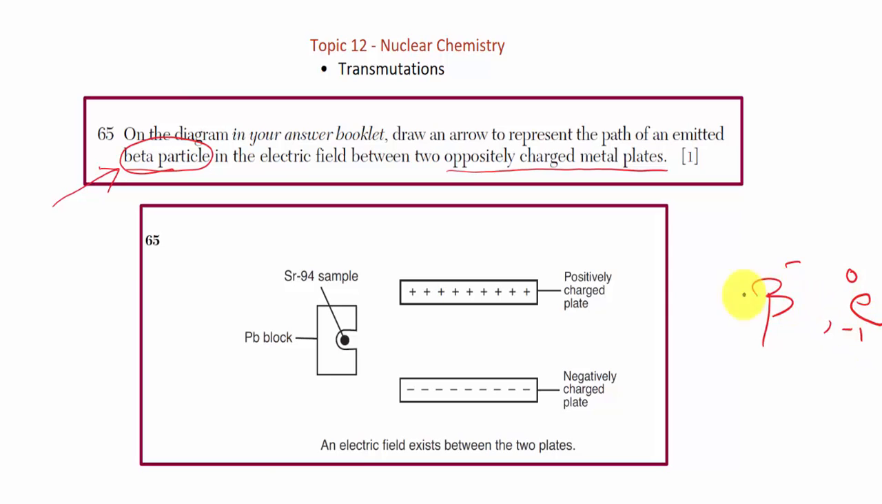So our beta particle, which has the negative charge, as it is projected through this field, is going to be drawn toward the positive plate and away from the negative plate. So it's going to bend to the left as it goes through this field. So we could draw our arrow this way and have a solid line, draw whatever type of line you want, but you have to make sure that you show it curving upward, or toward the positively charged plate.